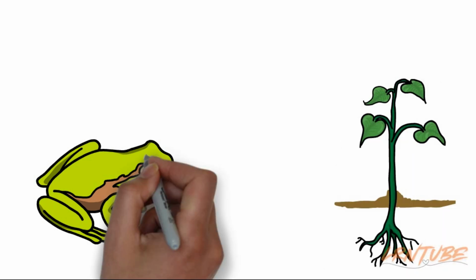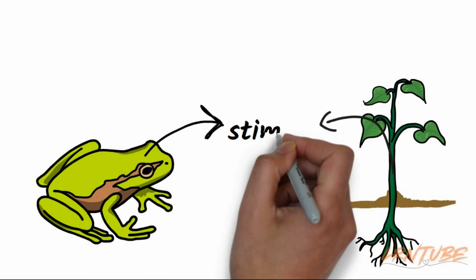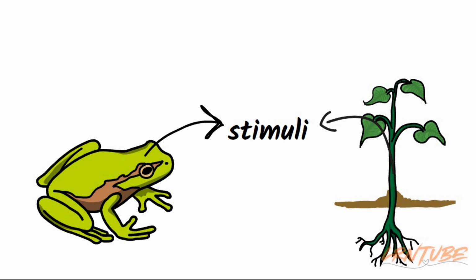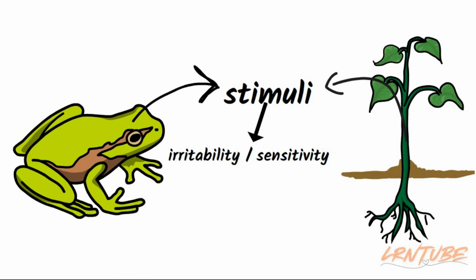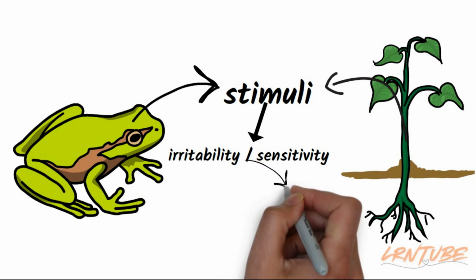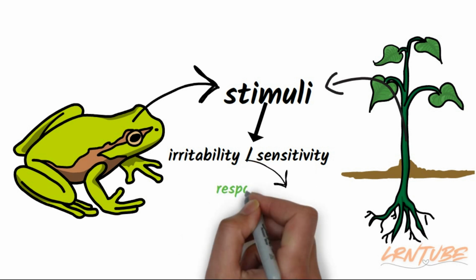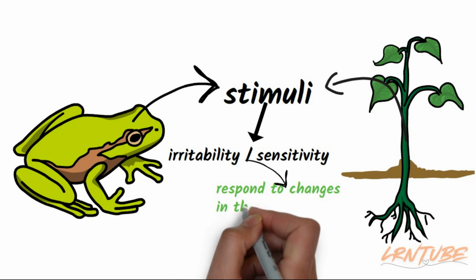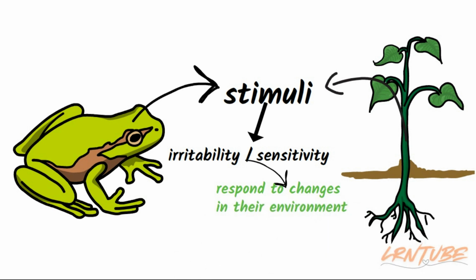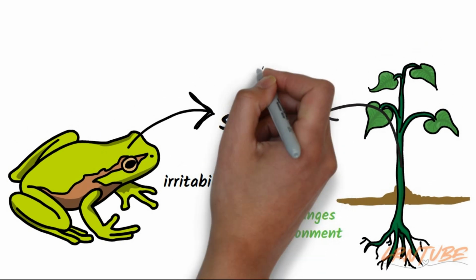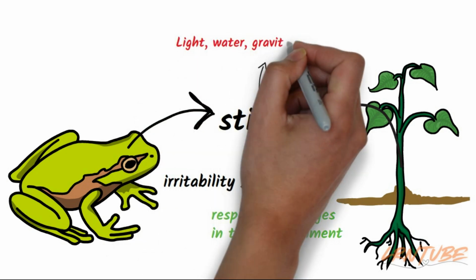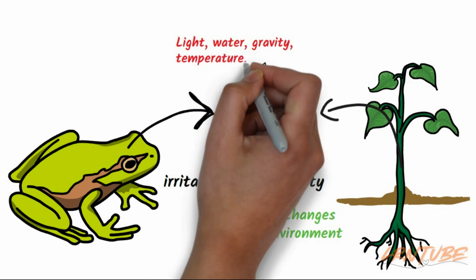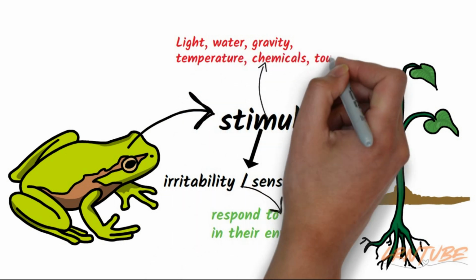Respond to internal and external stimuli. This ability is called irritability or sensitivity. Through this means, plants and animals are able to detect and respond to changes in their environment. Some stimuli that organisms react to include light, water, gravity, temperature, chemicals, touch, and pH.